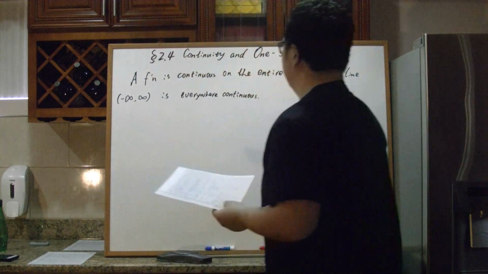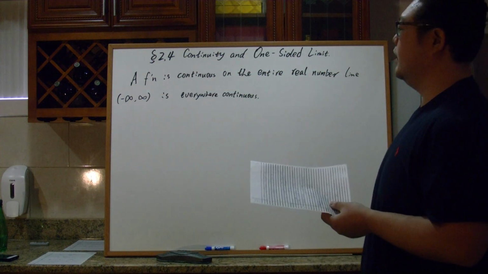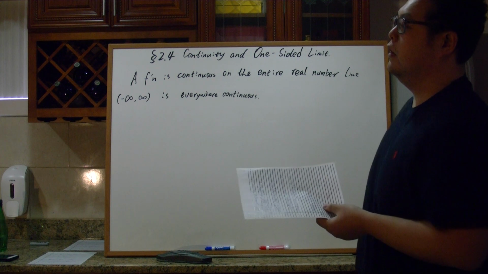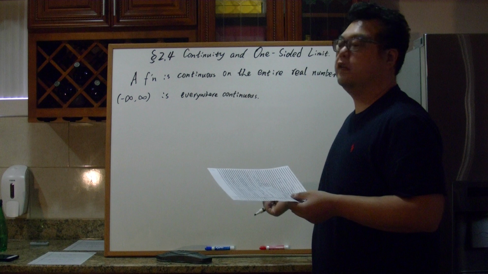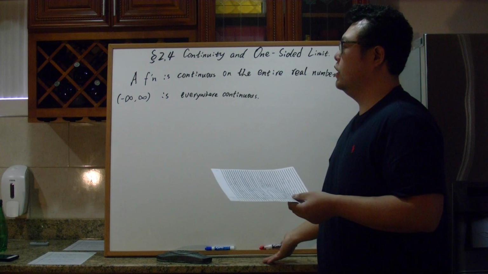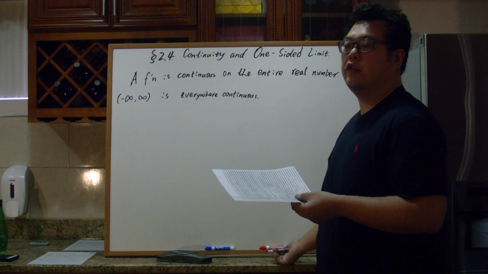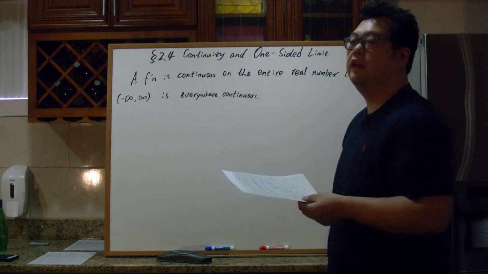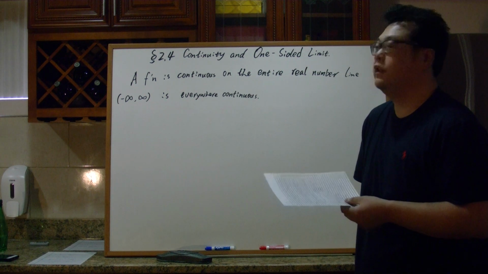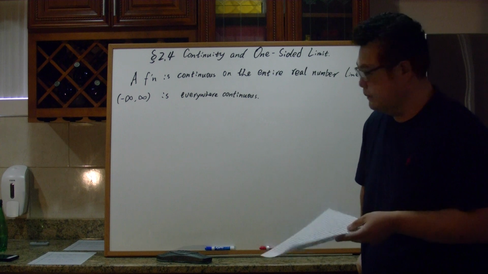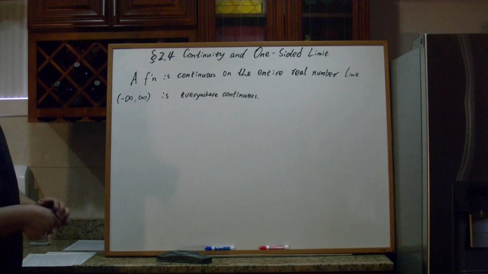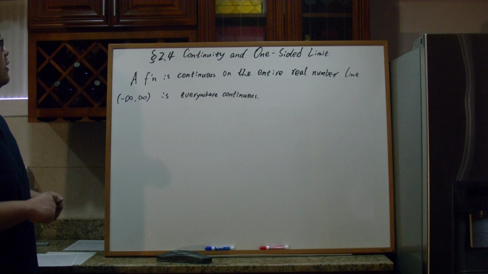A function is continuous on the entire real number line, that is, everywhere continuous. What we have seen were the n-degree polynomials, and the exponential functions are also continuous everywhere. They are continuous on the entire real number line.